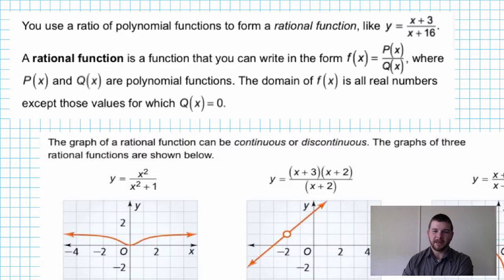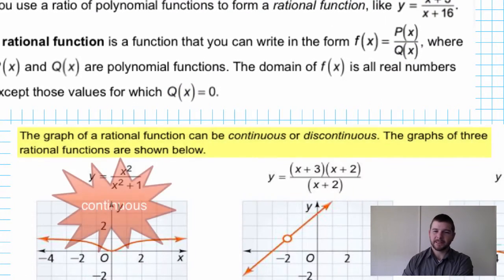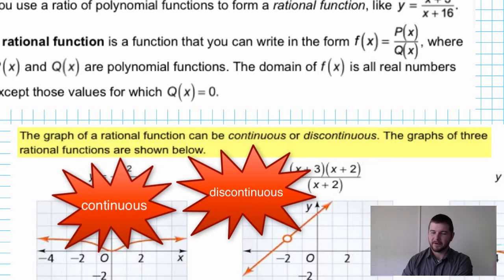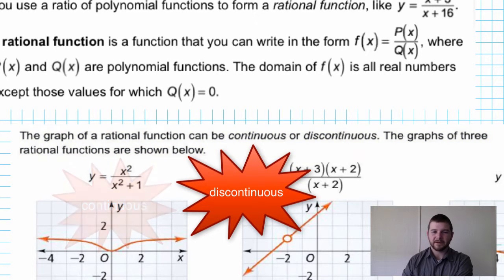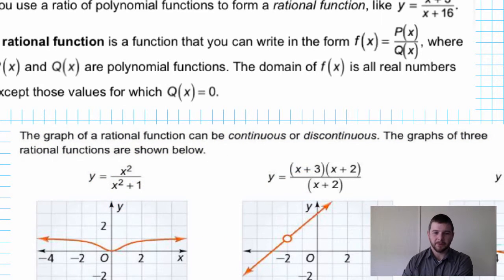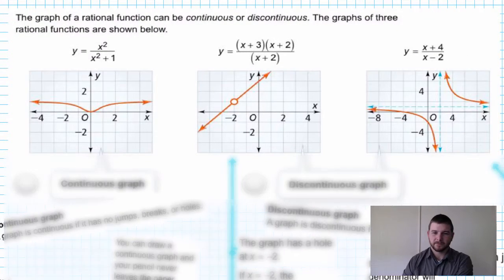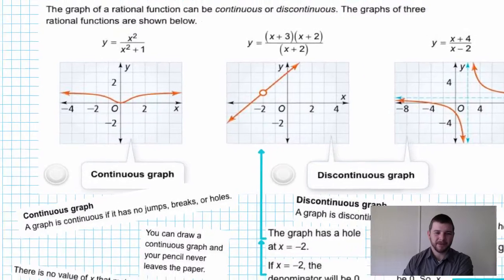The domain of f of x is all real numbers except those values for which q of x, remember q of x is our denominator, equals 0. The graph of a rational function can be continuous or discontinuous. Very important terms. The graphs of 3 rational functions are shown below. First, we'll focus on the graph at the far left, a continuous graph.